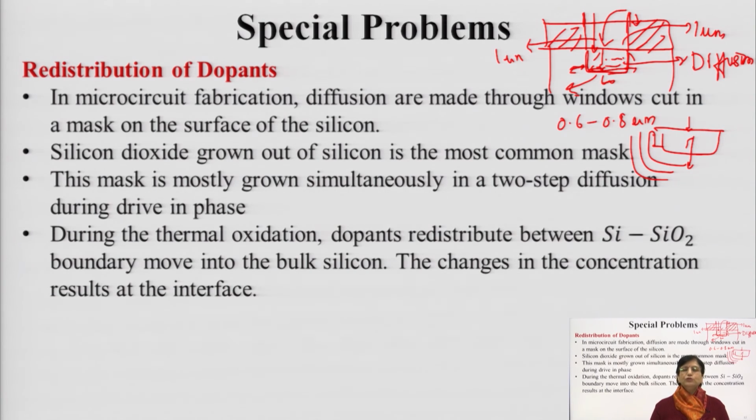Another major issue you need to study in this case is the redistribution of dopant. Whenever you are creating the device, you normally use a mask which is made up of SiO2.